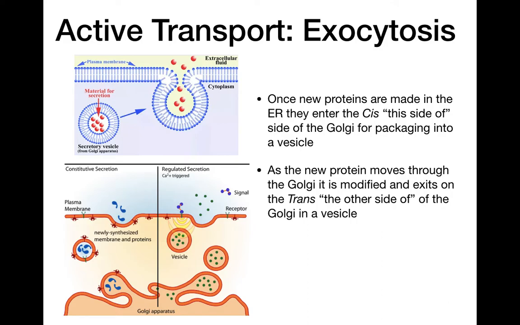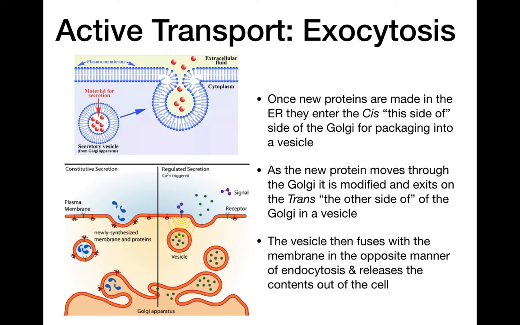Then that protein is going to move through the whole process of moving through the Golgi organelle. It's going to get modified in whatever ways it has to, such as folding. We'll talk about protein modifications later on in topic 2. It exits through the trans, or other, side of the Golgi in a vesicle. So vesicles are little transport loops that bring things out.